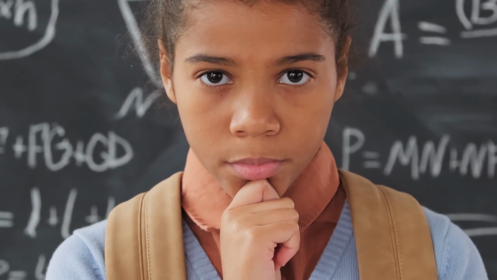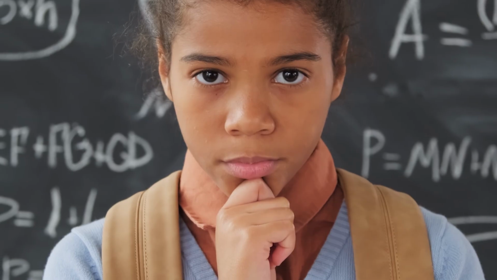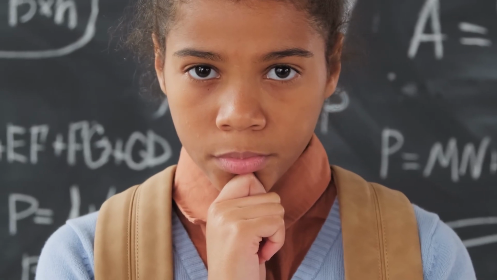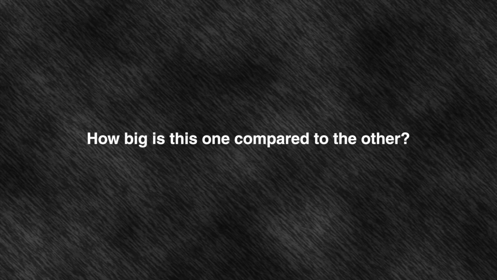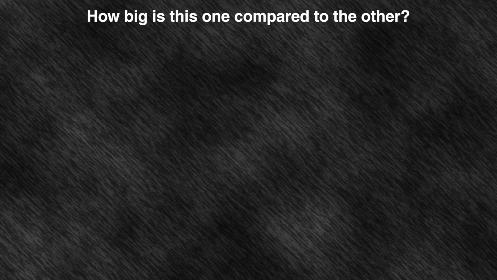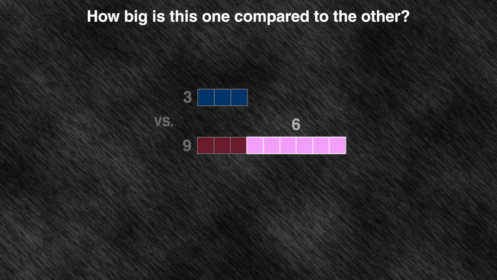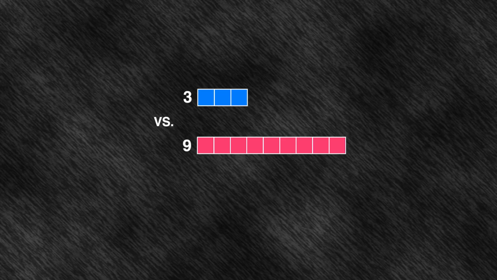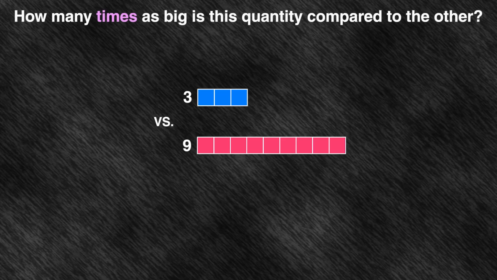This is because there are different ways to compare quantities that change together. One way is to compare them by asking, how big is this one compared to the other? This is called absolute or additive thinking, and we use it all the time in real life. We use addition or subtraction when we compare things absolutely. But there's another way. We can ask, how many times as big is this quantity compared to the other? This is multiplicative reasoning, and it involves multiplication or division.